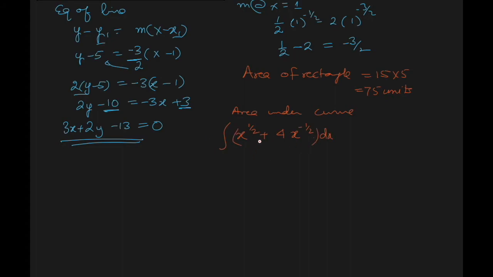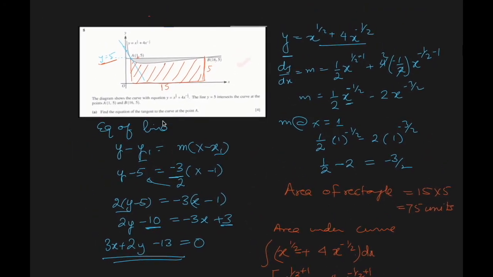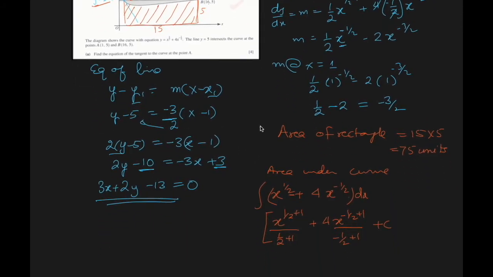Okay, so to integrate, we'll add 1 to the exponent and divide by the new exponent we got. Plus 4 is a constant, don't touch it. The exponent goes up by 1 and divides by the same exponent again, and plus c. And this is from where to where? Let's go back to our drawing. This line is 1, and this line is 16. So 1 to 16, that's what we want to find out.